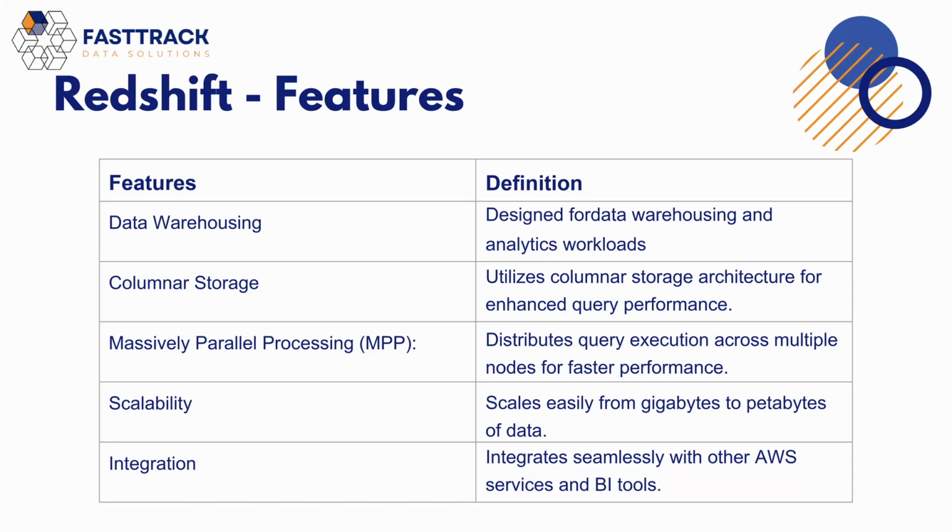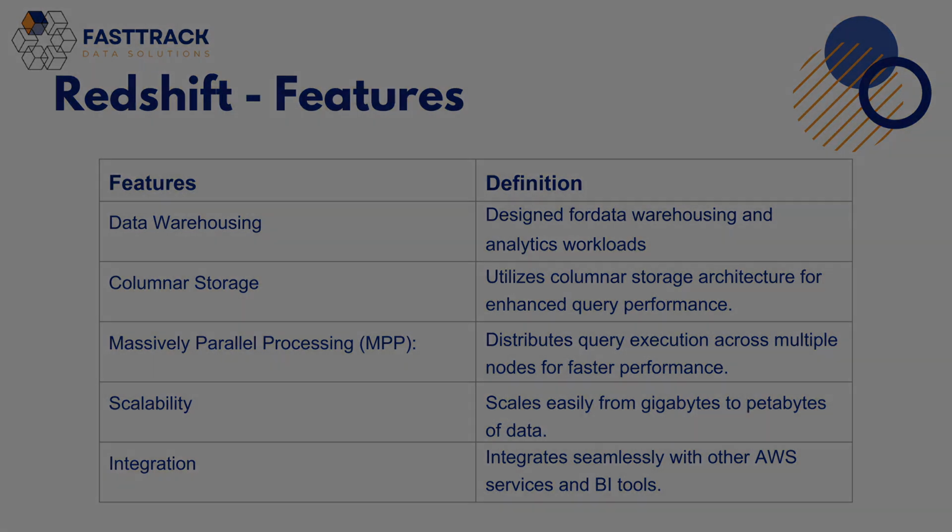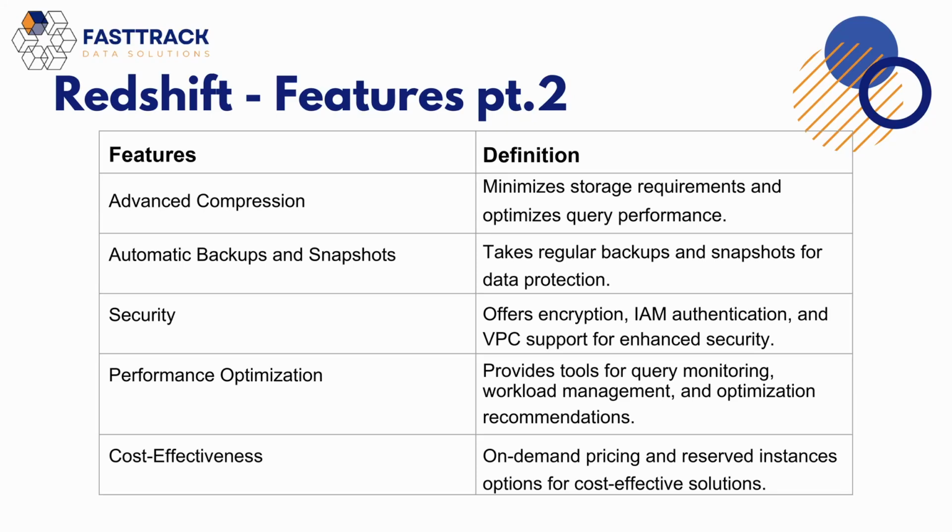Amazon Redshift is built for data warehousing and analytics. It uses columnar storage and massively parallel processing for fast queries, can scale from gigabytes to petabytes, and integrates seamlessly with other AWS services and BI tools. Redshift also offers advanced compression to save storage and speed up queries, automatic backups and snapshots for data protection, and strong security with encryption, IAM, and VPC support. It includes performance optimization tools and flexible pricing options, making it both efficient and cost-effective.